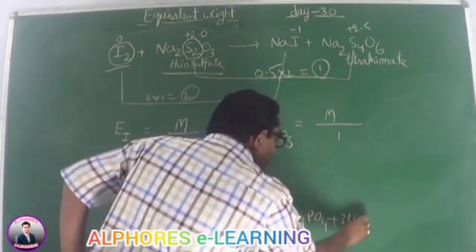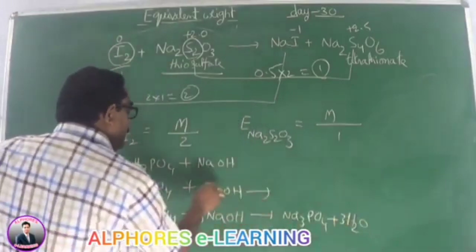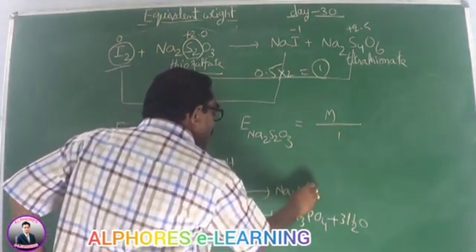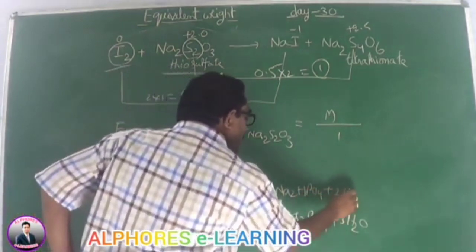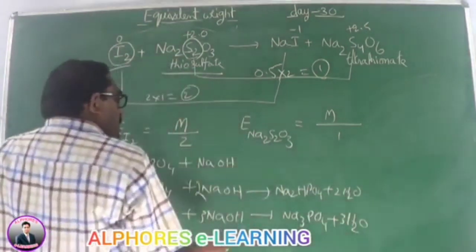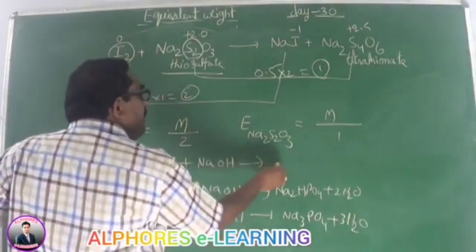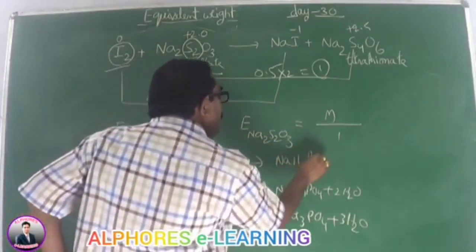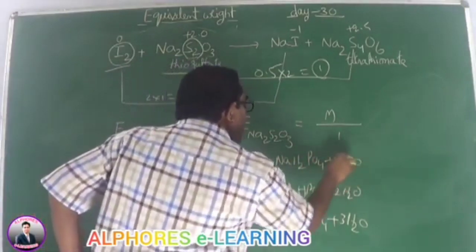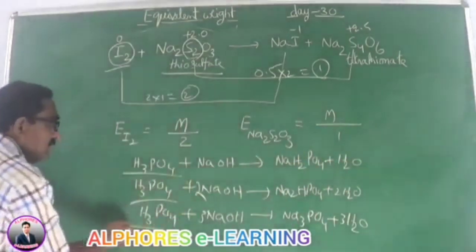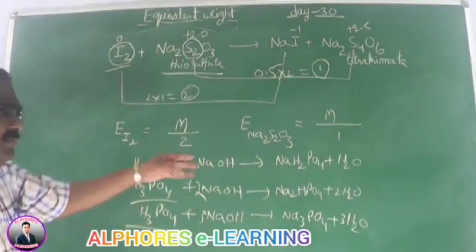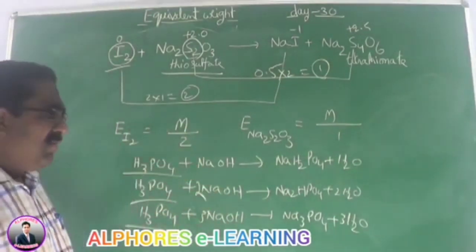Phosphoric acid reacts with 2 moles of NaOH to form Na2HPO4 plus H2O. And if it reacts with only one molecule of sodium hydroxide, it forms NaH2PO4 plus H2O. In all three reactions, these are very simple acid-base reactions. Anybody can write them, even you can write them now.